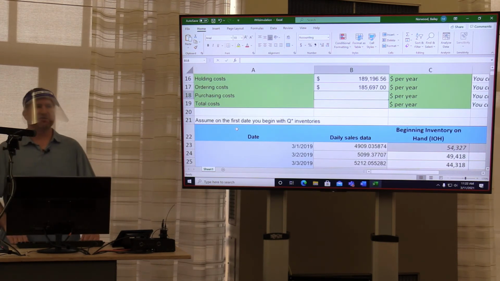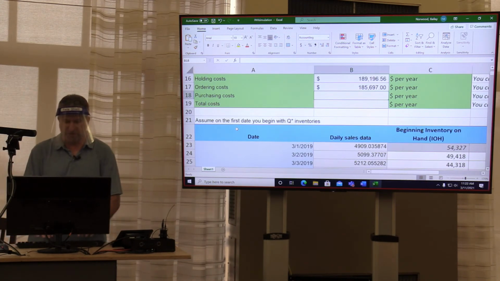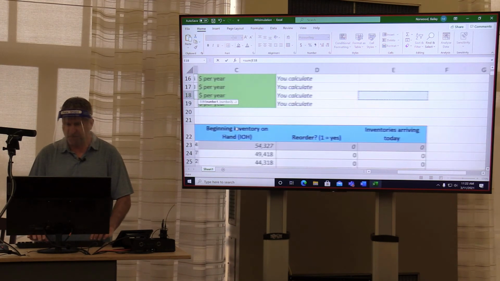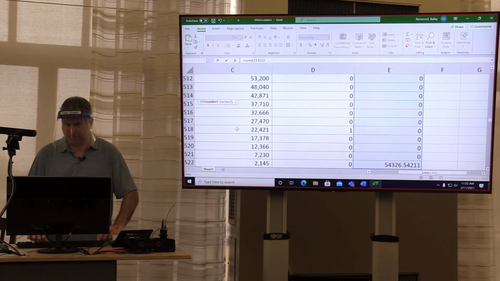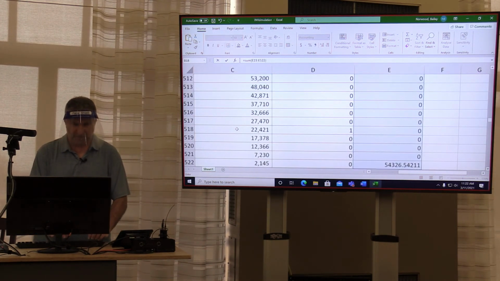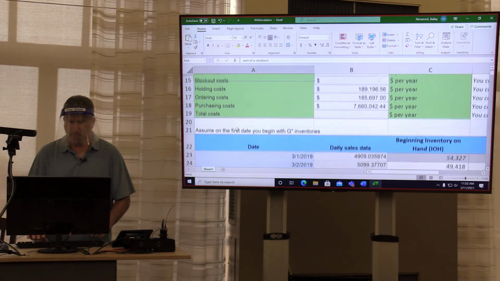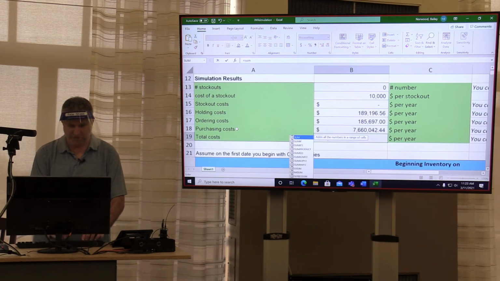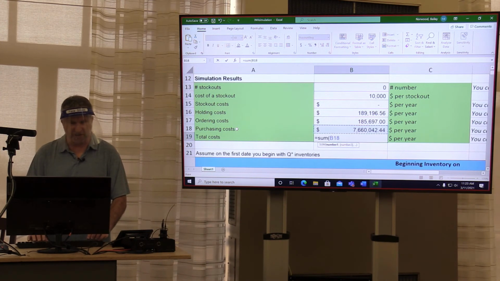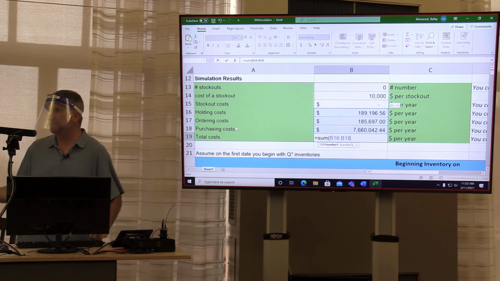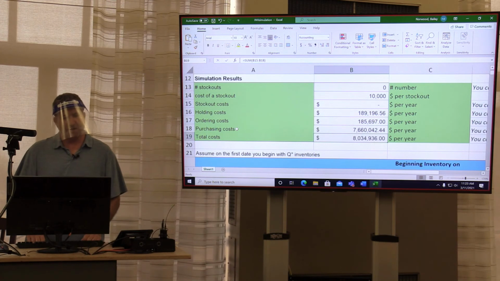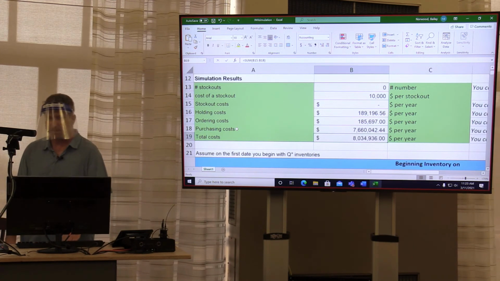And then the purchasing cost is just the number of units that you order times its per unit cost. And over this time period, we purchased this many units. The per unit cost was C. And we've got that. And now our total costs are just the sum of the purchasing costs, ordering costs, holding costs, same things that were there before, but also stockout cost. And this tells us that our inventory management cost there is about $8 million.